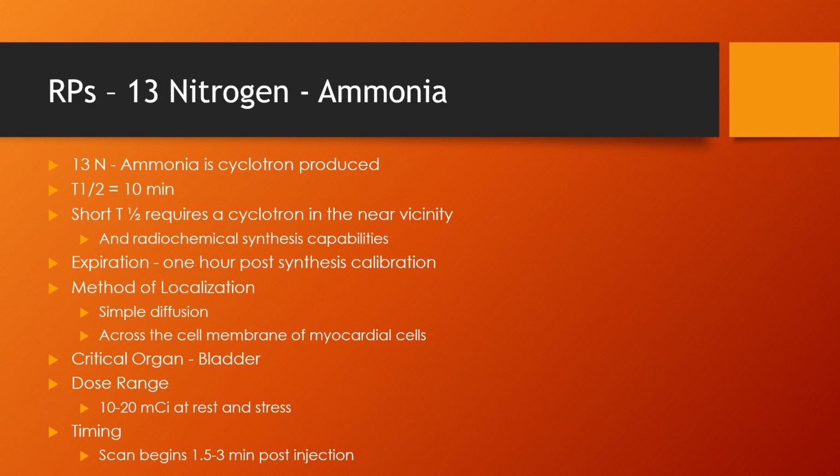It also expires 1 hour after it's made. And then method of localization is simple diffusion, and it will simply diffuse across the cell membrane of the myocardial cells based on that oxygen exchange within the cells. The critical organ is the bladder. It is urinary excretion. Dose range is 10 to 20 millicuries at rest and stress. This is another one where the patient will get the same dose at rest and stress. And the scan begins about 1.5 to 3 minutes after injection, very similar to the timing of the rubidium.